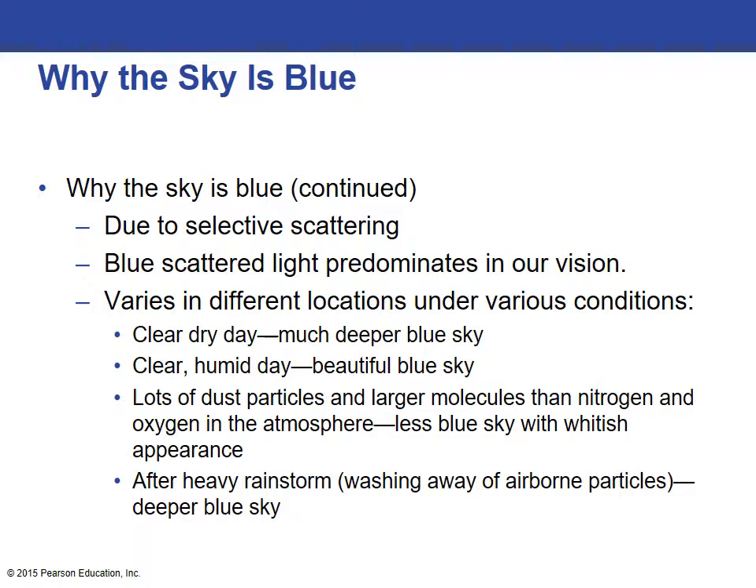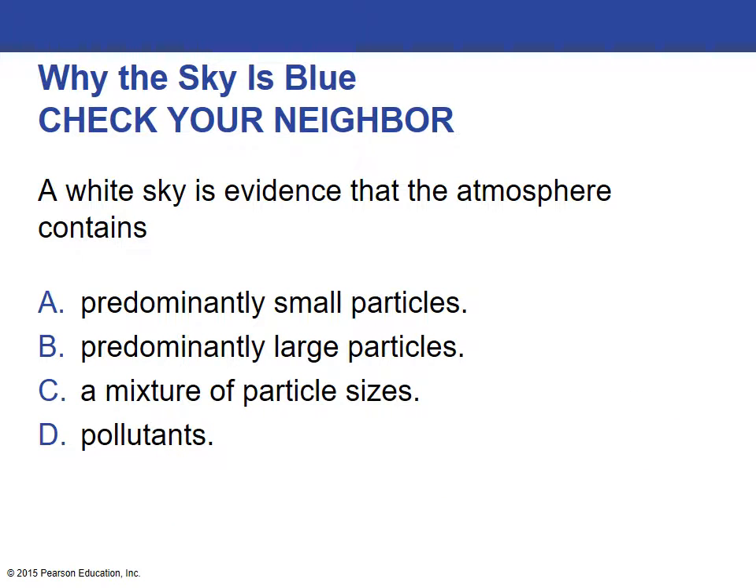And then if there's lots of dust particles and larger molecules, besides the nitrogen and oxygen in the atmosphere, then you'll see less blue and it'll have more of a whitish appearance. After a heavy rainstorm washes away all the airborne particles, then you would see a deeper blue sky again. Let's do a review question.